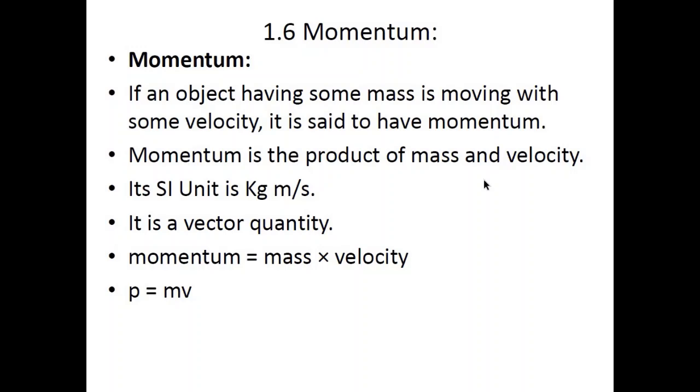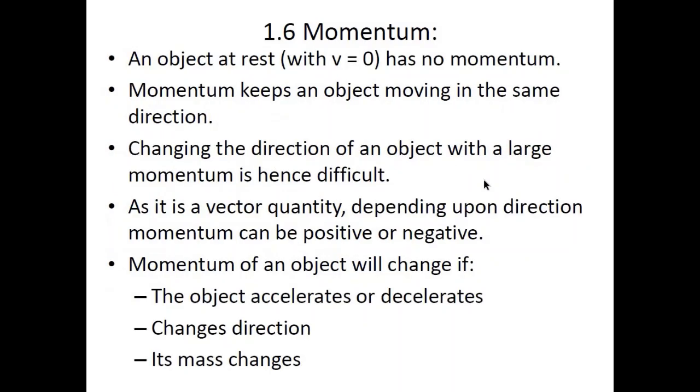It is a vector quantity because velocity is a vector. Hence, when you multiply a vector quantity with something, the resultant quantity is also a vector. Momentum can be simply calculated with this formula: momentum equals mass times velocity. P equals mv, where P is the symbol for momentum. An object at rest, when the velocity is 0, has no momentum. Momentum can only be calculated if the object is moving.